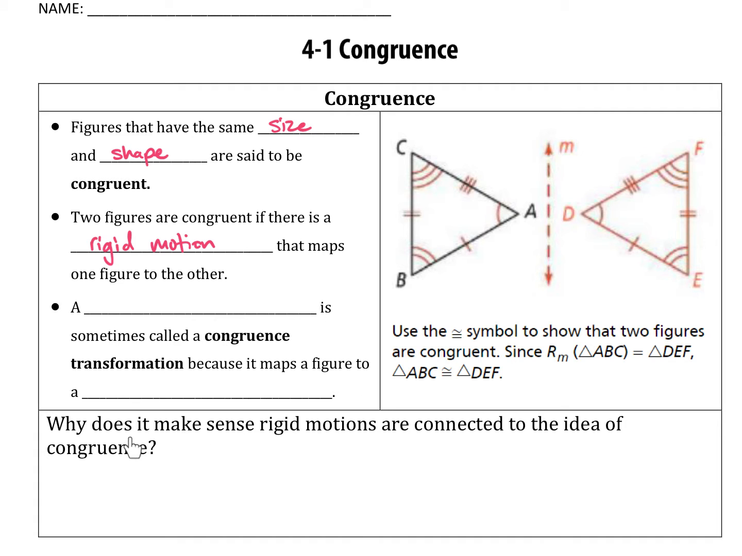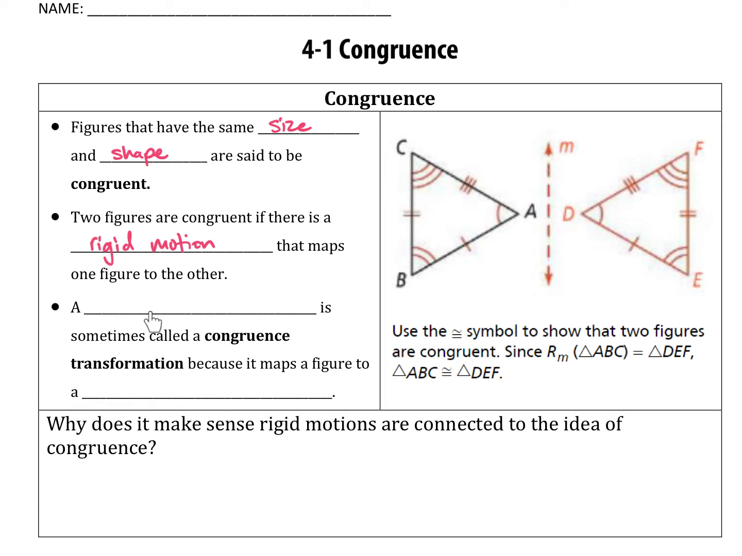So I have a question down here that says, why does it make sense that rigid motions are connected to the idea of congruence? Well, and this is what I was just talking about, if congruence means the same size and shape, rigid motions preserve angle measure and segment length, and that's what gives a figure its size and shape. So if you wanted to jot down some kind of answer down there, relate that idea that rigid motions, by preserving angle measure and segment length, are producing images that are the same size and shape as the pre-image that we started with.